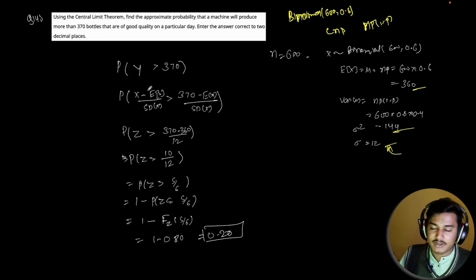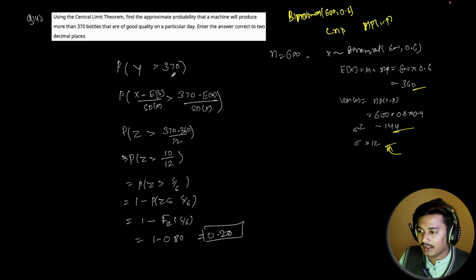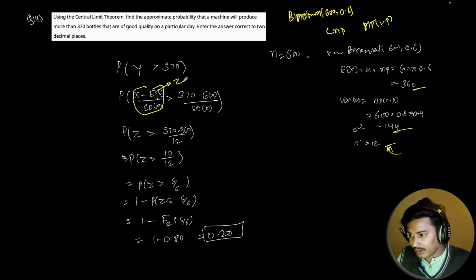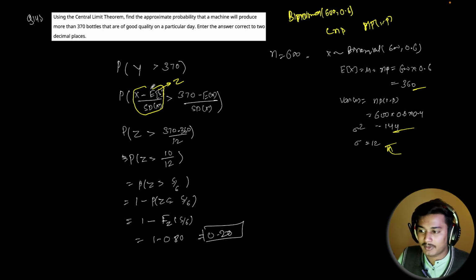Now, we have to use CLT. In CLT, what we do? (Y minus expectation value) upon SD, right? And then it will become nothing but Z. This is how we approach CLT. Okay. So, if we subtract and divide on this side, then we also have to do it on the other side. Similarly, we have done this side and it becomes Z, and 370 is what? 370 minus 360. 360 is what? EX, right? So (370 minus 360) upon 12. So it is nothing but 10 by 12, that is 5 by 6.